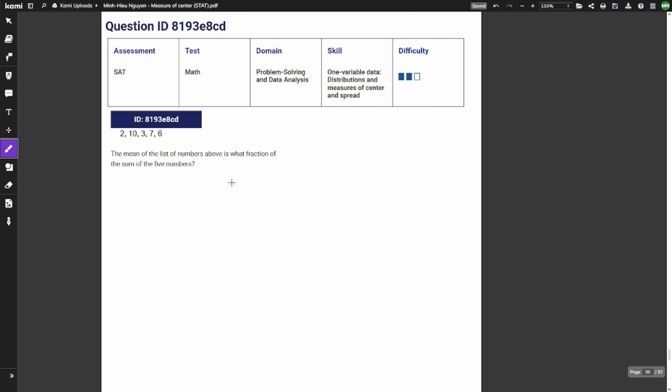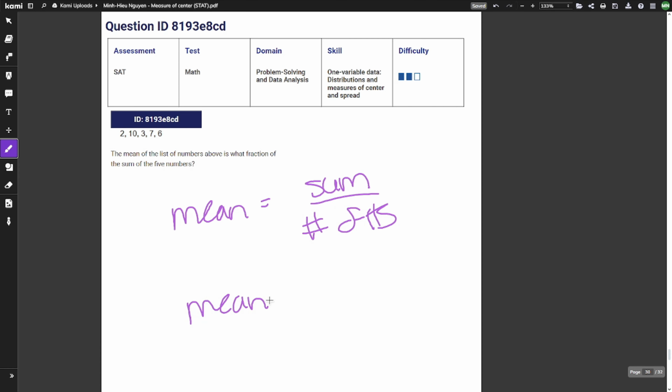Now, you also could approach this question a little bit differently, where we know that the mean is equal to the sum divided by the number of numbers. And here in this list, there's 5 numbers, so the mean is equal to the sum over 5, or the mean is just what fraction of the sum of 5 numbers? Well, it's gonna be 1 over 5.